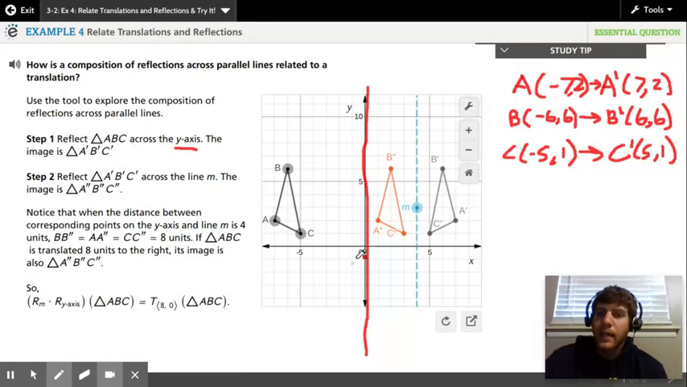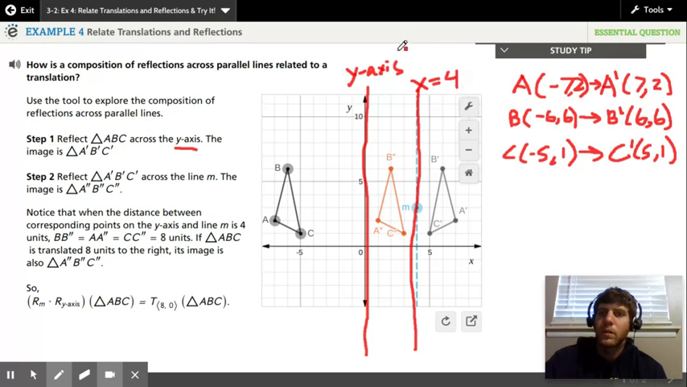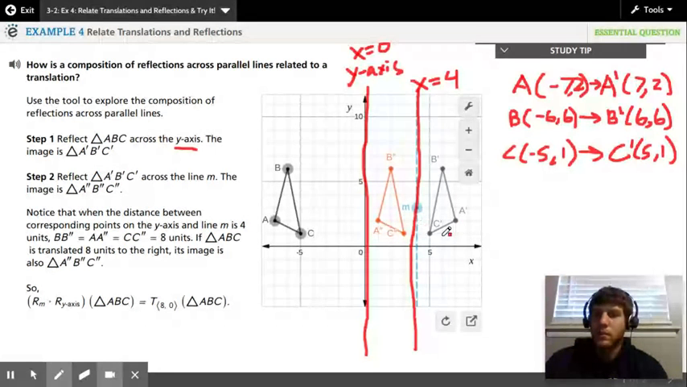They chose the line x equals 4. So they then reflected over the line x equals 4 here. This was the y-axis, and this is now the line x equals 4. The y-axis is also known as the line x equals 0, but we're now reflecting over the line x equals 4. So B is 2 to the right, so we're going to go 2 to the left. A is 3 to the right, so we're going to go 3 to the left. And C is 1 to the right, so we're going to go 1 to the left.